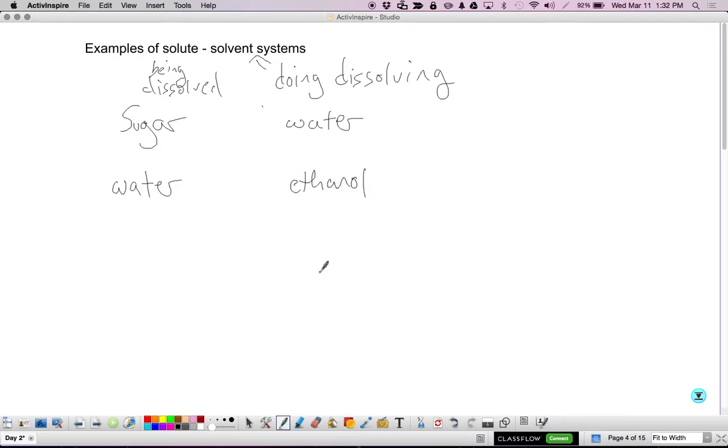Now how would I know, in this case, which is the solvent and which is the solute? Well, in these cases, the solvent will have a larger volume. Whichever one's just more, that's going to do the dissolving.